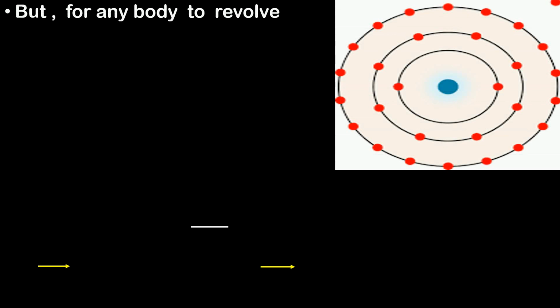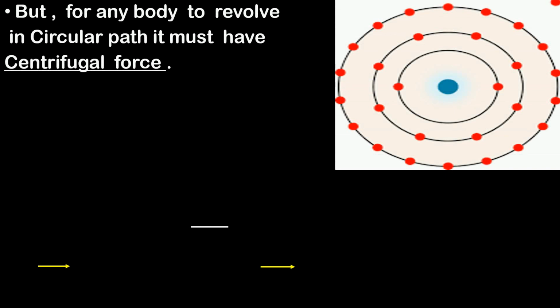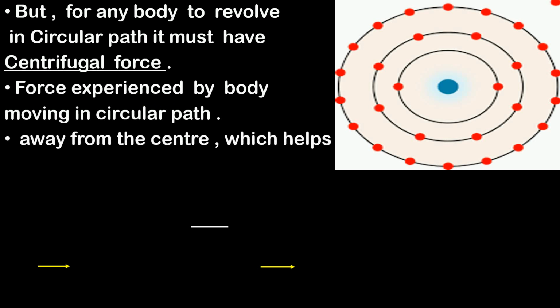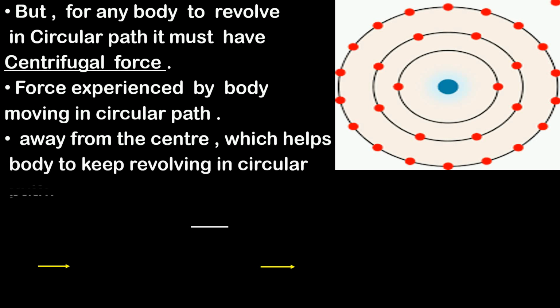See, for any body to revolve in a circular path, it must have centrifugal force, which means that any body which is revolving in a circular manner must experience a centrifugal force. If it does not experience a centrifugal force, then it won't be able to move in a circular orbit. Now let's understand what this centrifugal force is. This centrifugal force is a force experienced by a body moving in a circular path. And this force is experienced away from the center, which helps the body to keep revolving in a circular path.